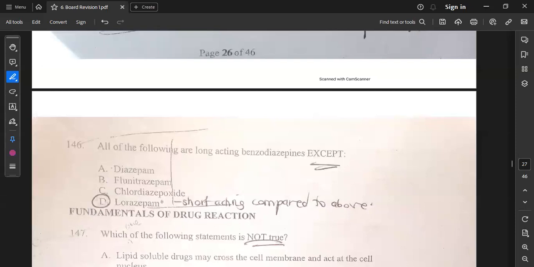The one with the longest duration of action, or rather the longest half-life? Someone can type that in the chat. Let's move to 145. So lorazepam.